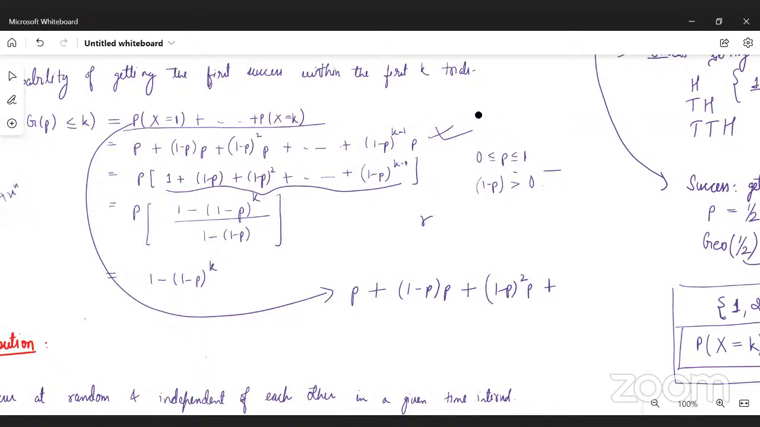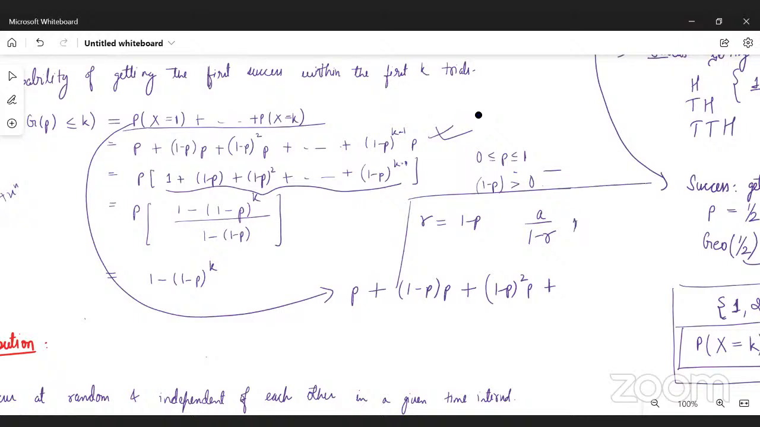Okay. So if you look at the common ratio here, R equals 1 minus P, right? So this is a geometric series. And what is the sum of the geometric series? A by 1 minus R, if R is less than 1. A upon 1 minus R. Anybody else?